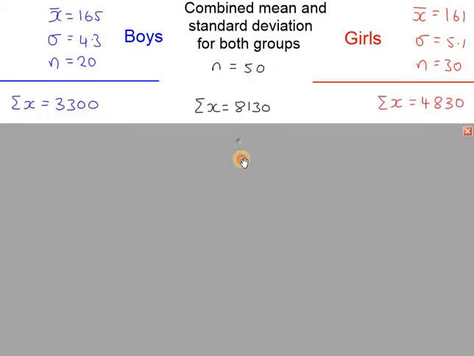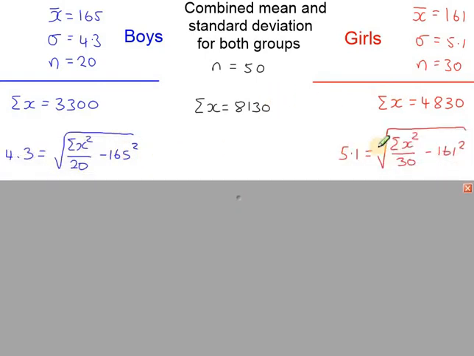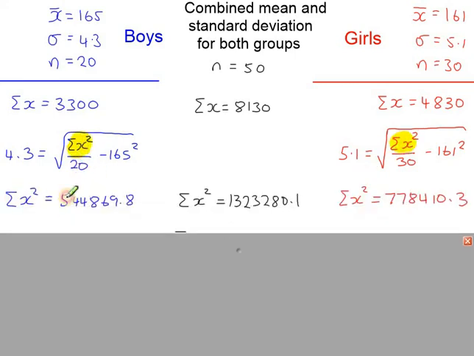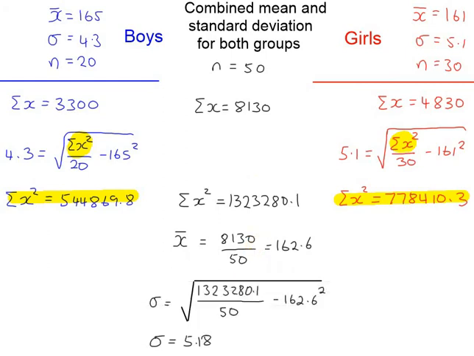So n was 50, the sigma x values, again adding them together to get this one, and then using the formula for the standard deviation, rearrange to work out what sigma x squared is equal to. So we've got the sigma x squared value individually there and there for the boys and girls. Then add these two together to get the combined value, and then we can work out the mean and standard deviation for the combined group using only the values down the center here. What you can't do is just add that mean to that one and then divide by 2, or add this standard deviation to this one and then divide by 2.